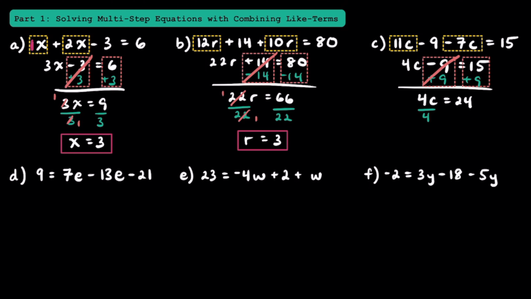Using the division property of equality, we can divide both sides by 4. This way these 4's cancel out to make 1, and 24 divided by 4 is equal to 6, so we can say that c is equal to 6. And this is the answer to this equation.